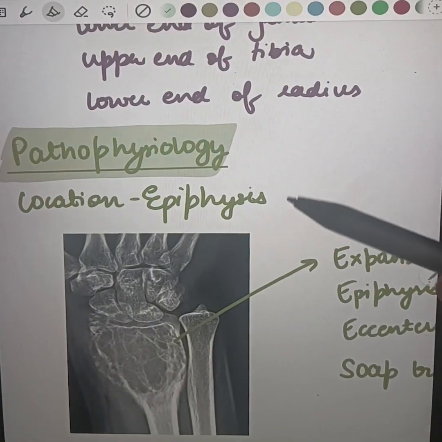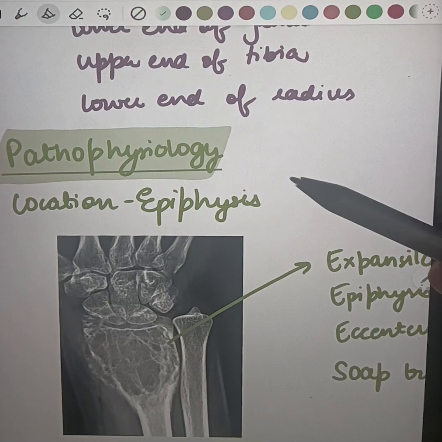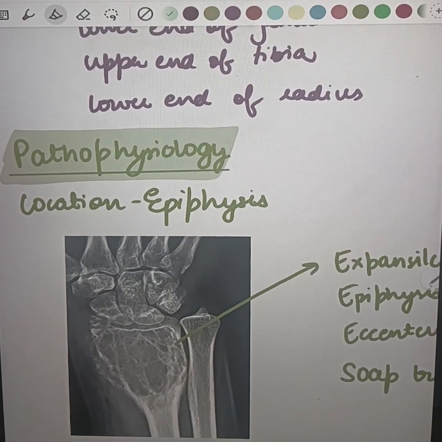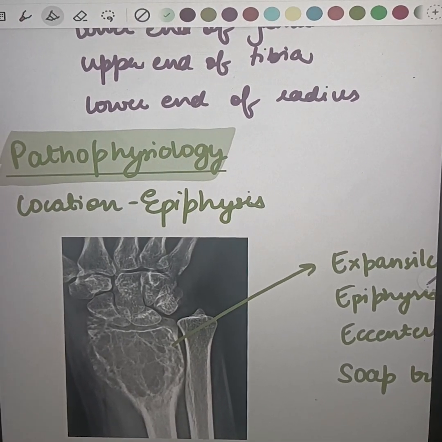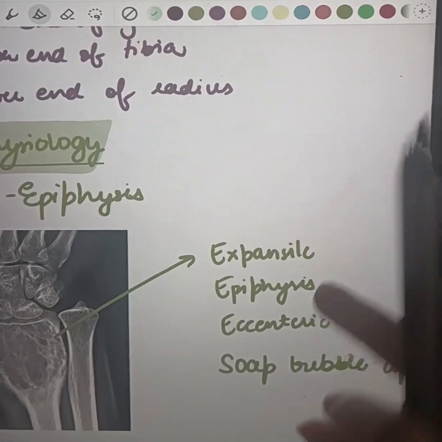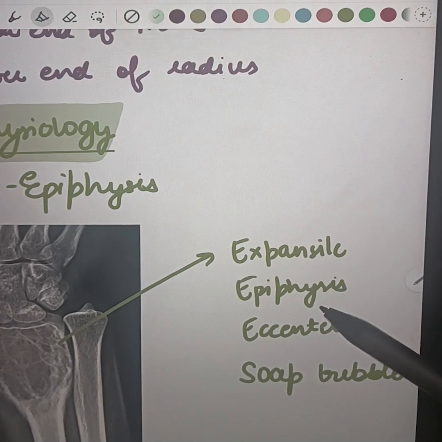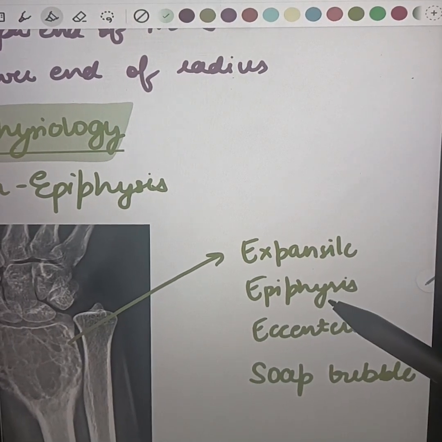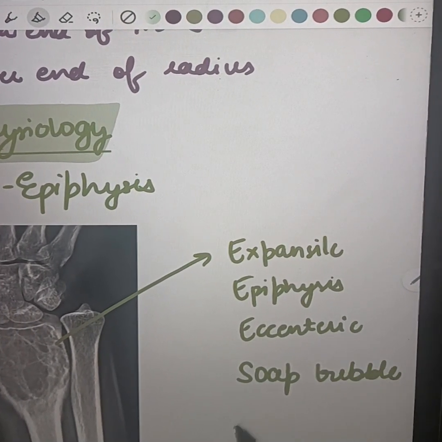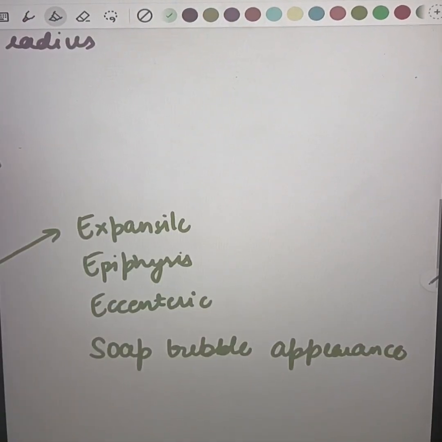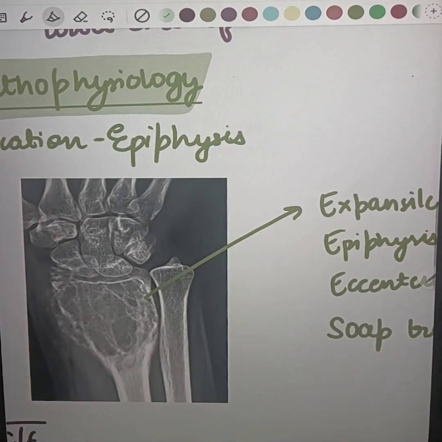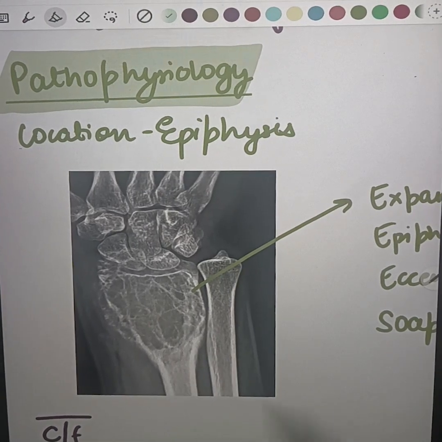So let us talk about the pathophysiology. The pathophysiology is the location. The most common location is the epiphysis. On radiology, we can see the three E's. It is an expansile tumor. It is located in the epiphysis and it's an eccentric tumor. And it has a characteristic soap bubble appearance. It's a lytic tumor, so we can see the soap bubble appearance.